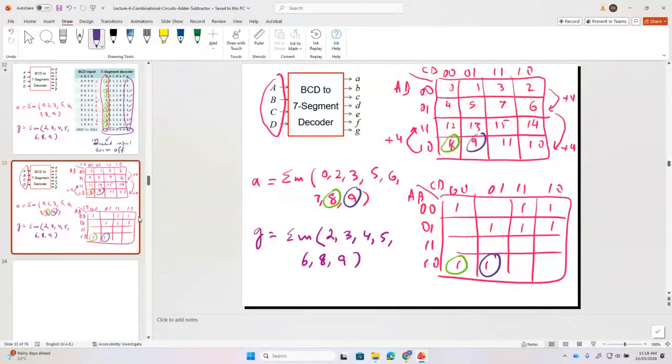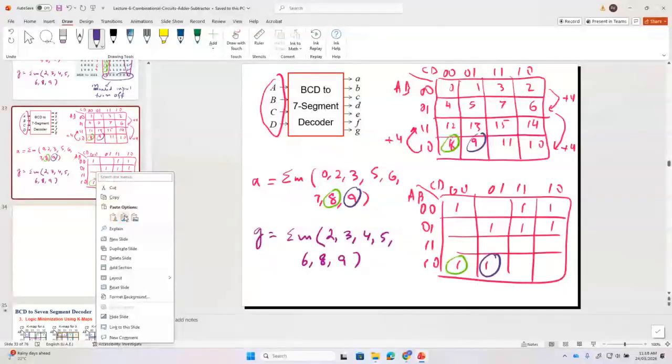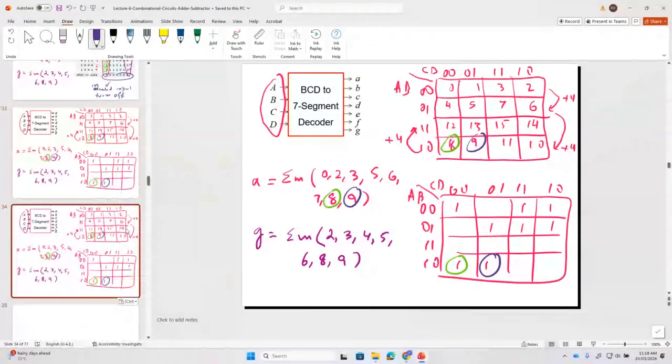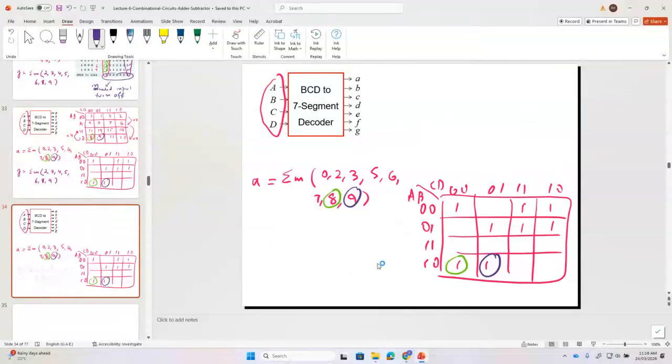Okay, now what we are going to do? Control C, and then we can solve it here. Control C and paste. Now we are going to solve it here, so I can delete the whole thing now. Okay, now we want to solve for A.